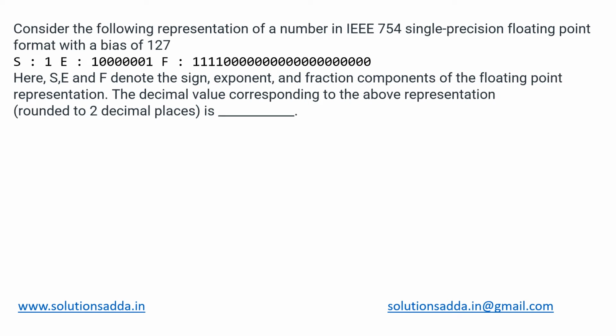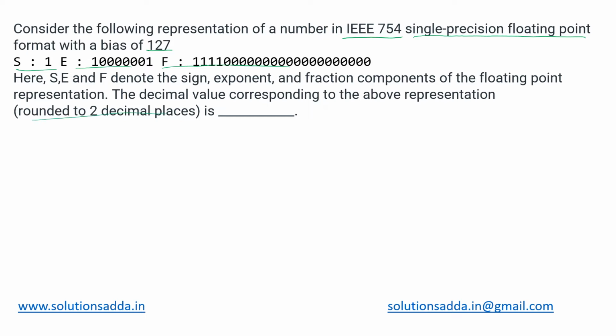Electronics question based on number systems representation. We have been given the IEEE 754 single precision floating point format with a bias of 127. The sign bit, exponent bits, and the fractional part, or you can say the mantissa, have been given to us, the 32-bit representation. We need to determine the value of the floating point number denoted in this format, and up to 2 decimal places, the result has to be rounded off.